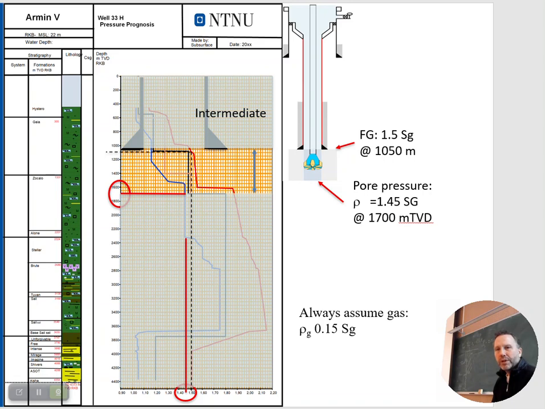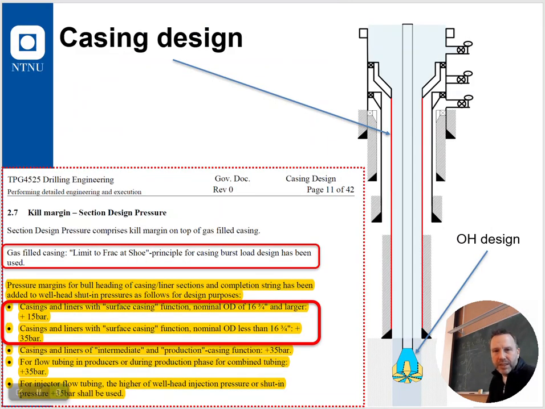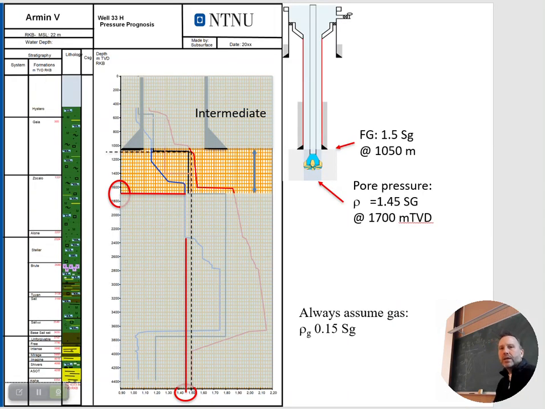Here would be more or less all the input that we're going to need, in addition to the given governing documentation input. This section is intermediate, and if we just step quickly back, we'll see that the intermediate here would be 1338. Casing and liners with surface casing function OD less than 16 and 3/4 is 35 bar. Okay, so we now know that for the section design pressure, we have to add the 35 bar.